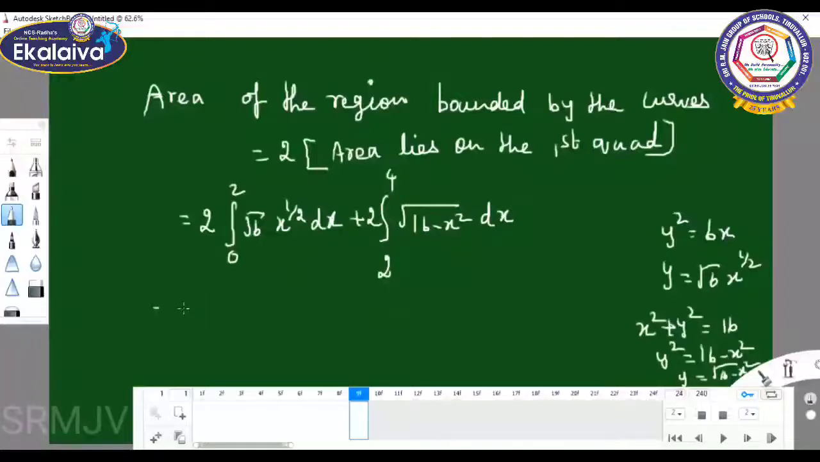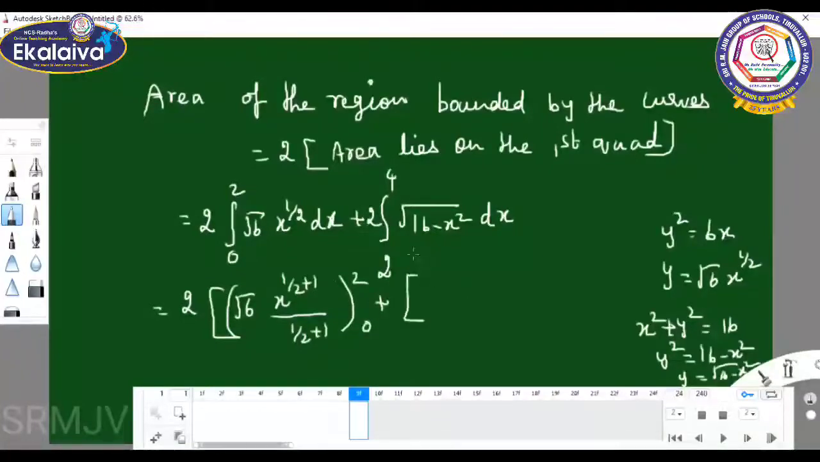So it gives 2 into, commonly taking the values, 2 into root 6 into x power (1 by 2 plus 1) by (1 by 2 plus 1). What is the limit? The limit is 0 to 2.